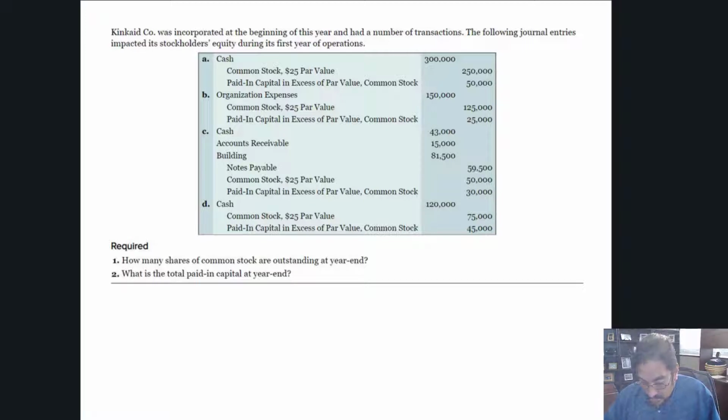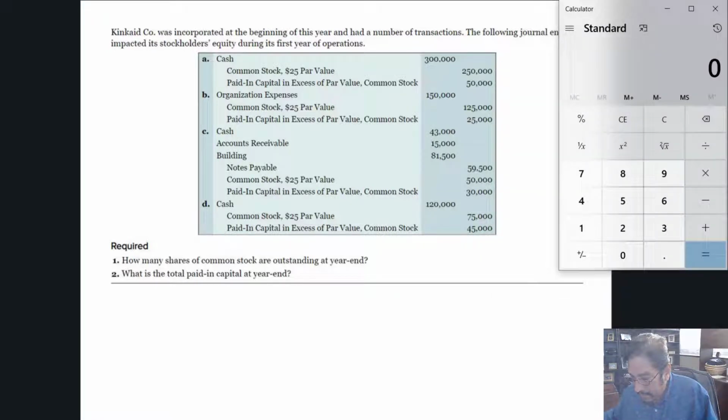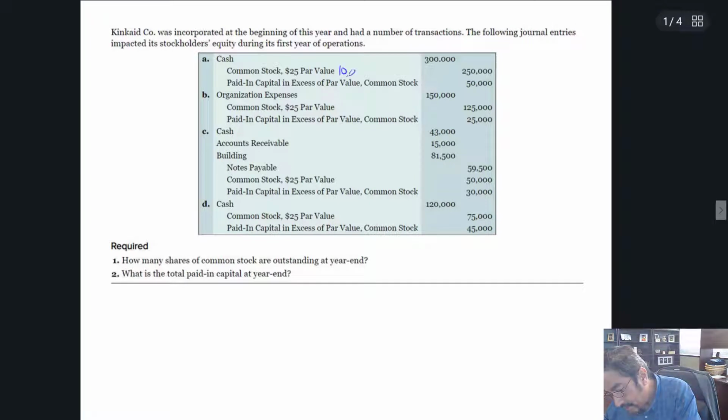So one is asking us about the number of shares. So we're playing Sherlock Holmes here, trying to back into some of these answers. But like I just said, the number of shares is the dollar amount. So we're going to do A. $250,000 is the dollar amount that we hit the common stock account for, divided by the $25 par value. So 10,000 shares.